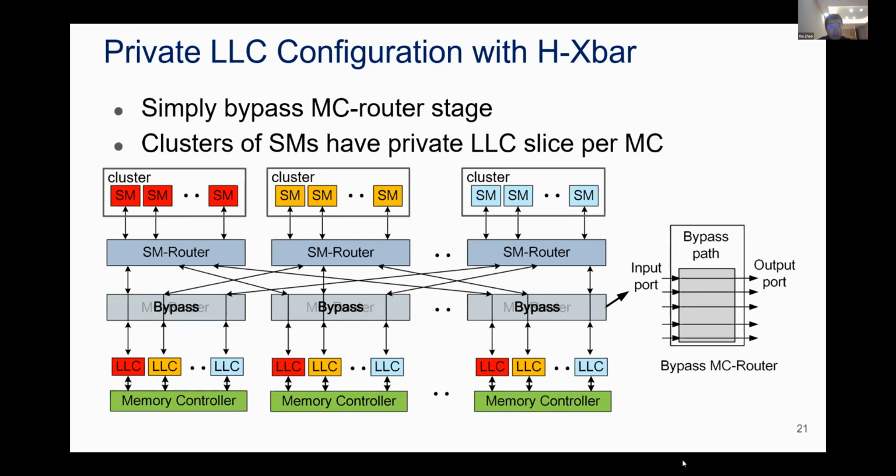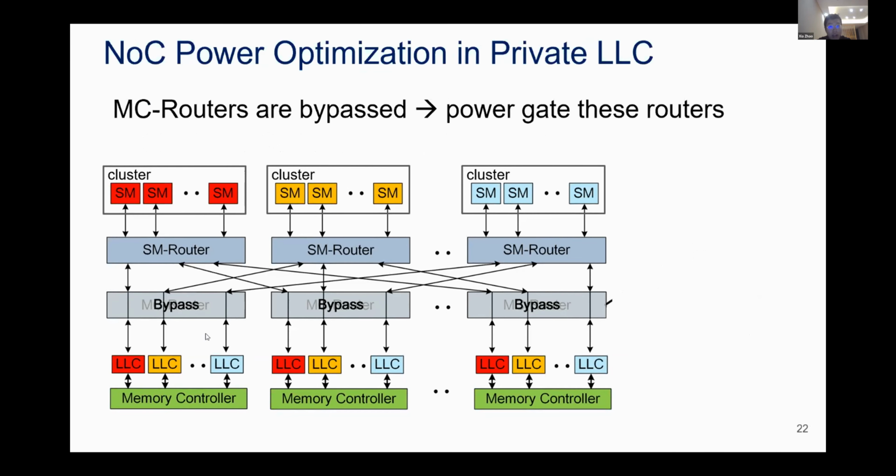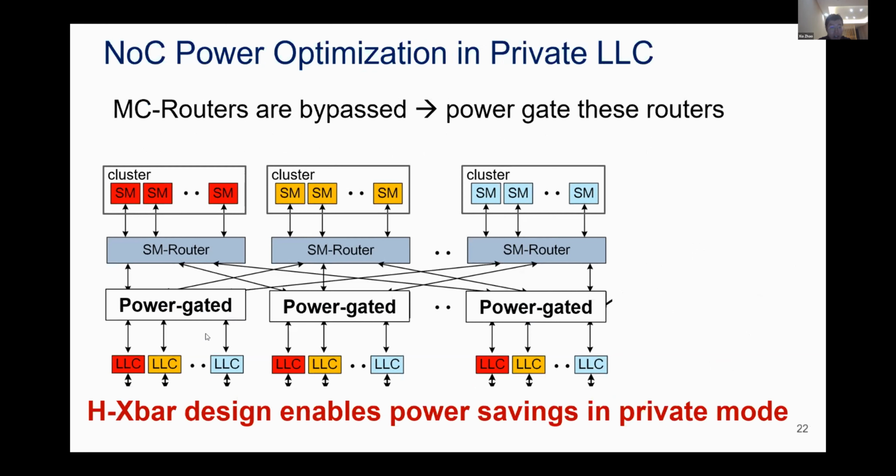If we want to configure the LLC into the private LLC configuration, we only need to bypass the MC router. For example, the red color SMs have the red color LLC slice as the private LLC. The yellow color SMs can only access the yellow color LLC. So in this case, these memory requests can go through the SM router, reach the MC router, and then bypass the MC router and access the LLC slice directly. In this case, they can have the private LLC organization. Since the MC routers are bypassed, we can power gate these routers to save the NoC power. So our HX bar design can enable power savings in private mode.